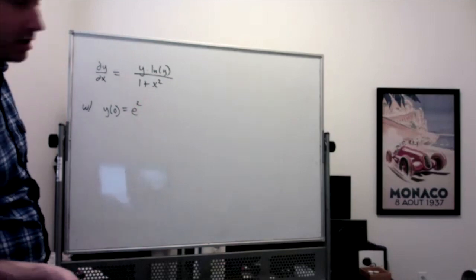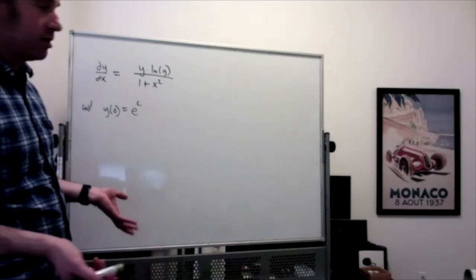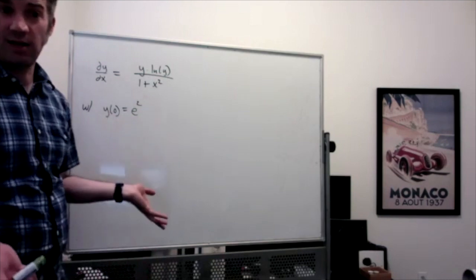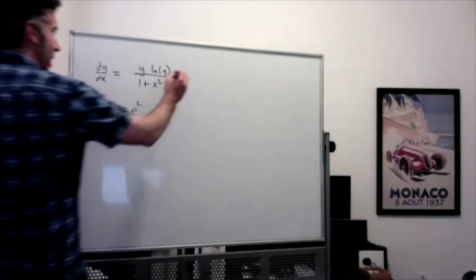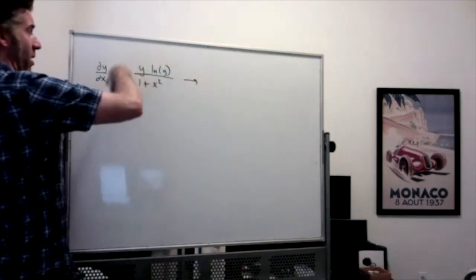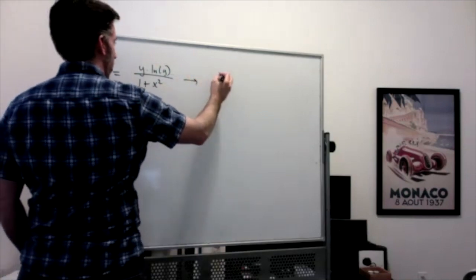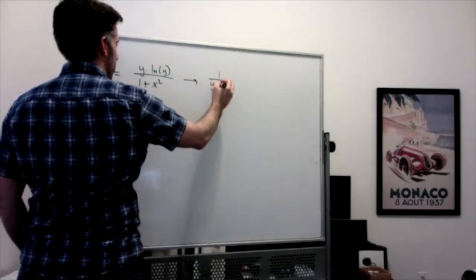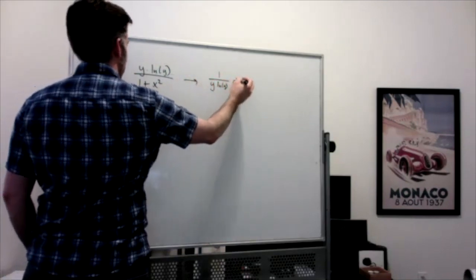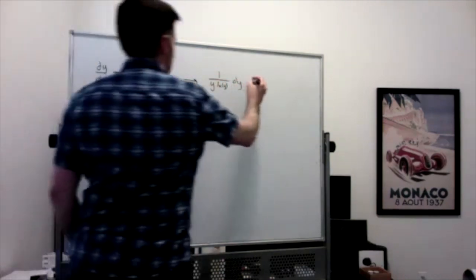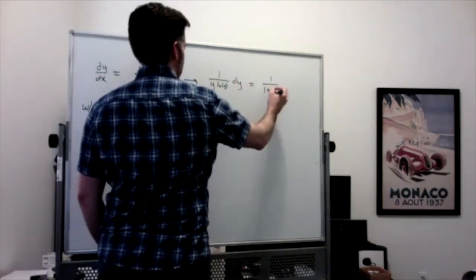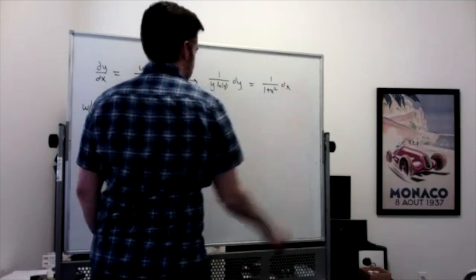All right, same process. We're going to bring the y's to the left and the x's to the right. So I can divide by y natural log of y. So I'll have 1 over y natural log of y dy equals 1 over 1 plus x squared dx.